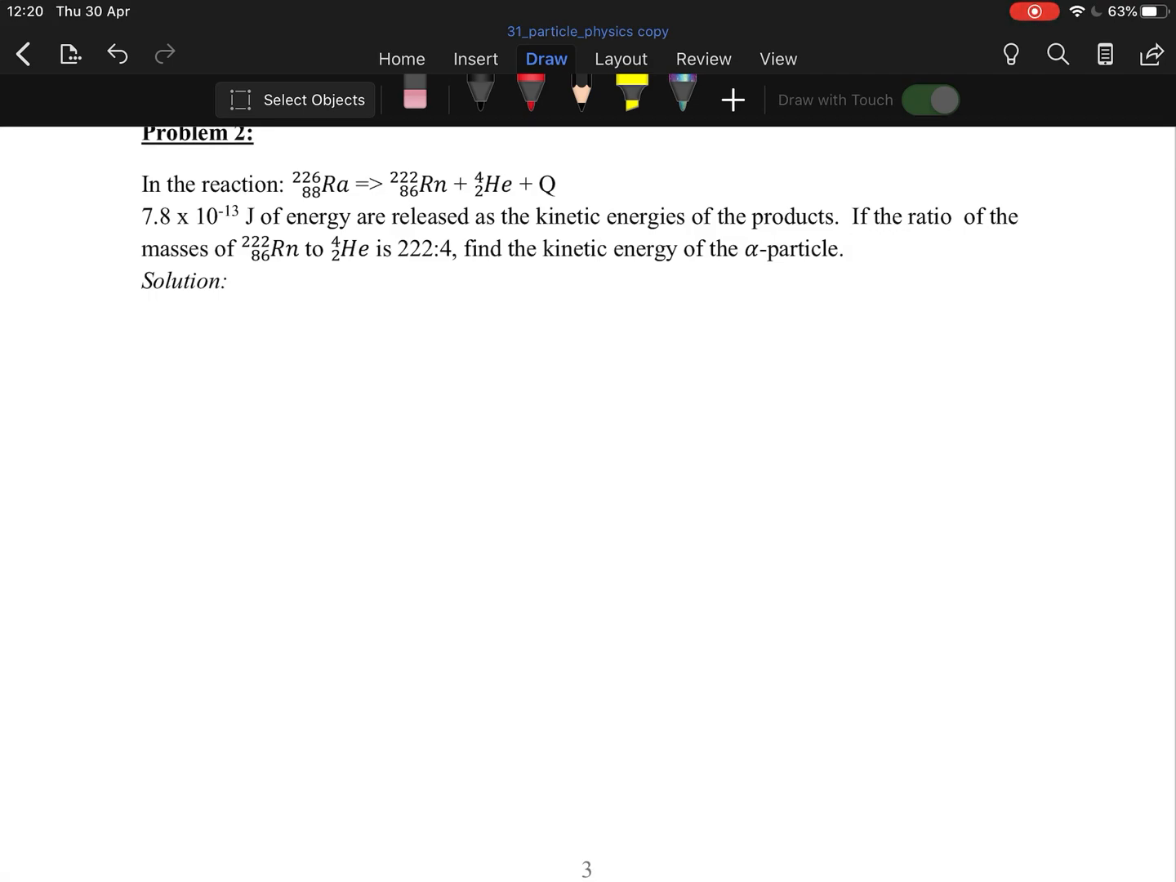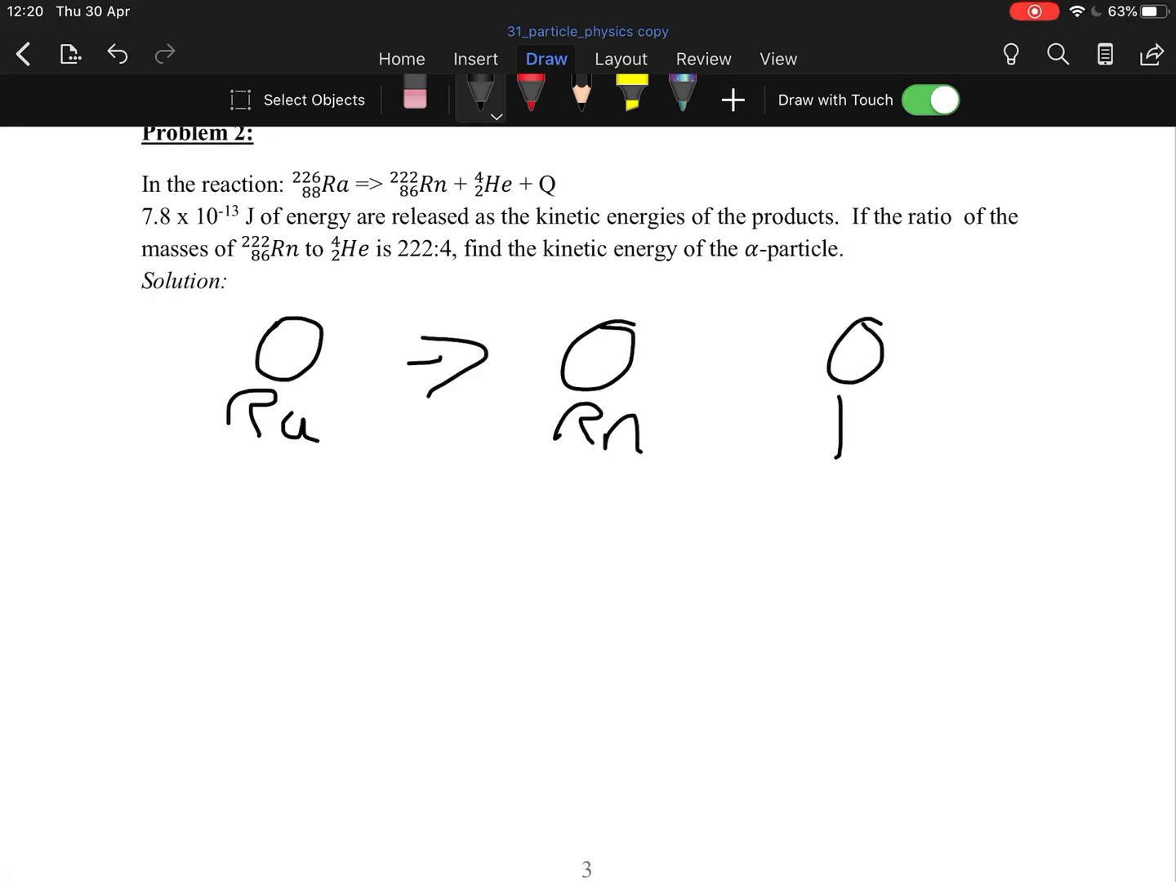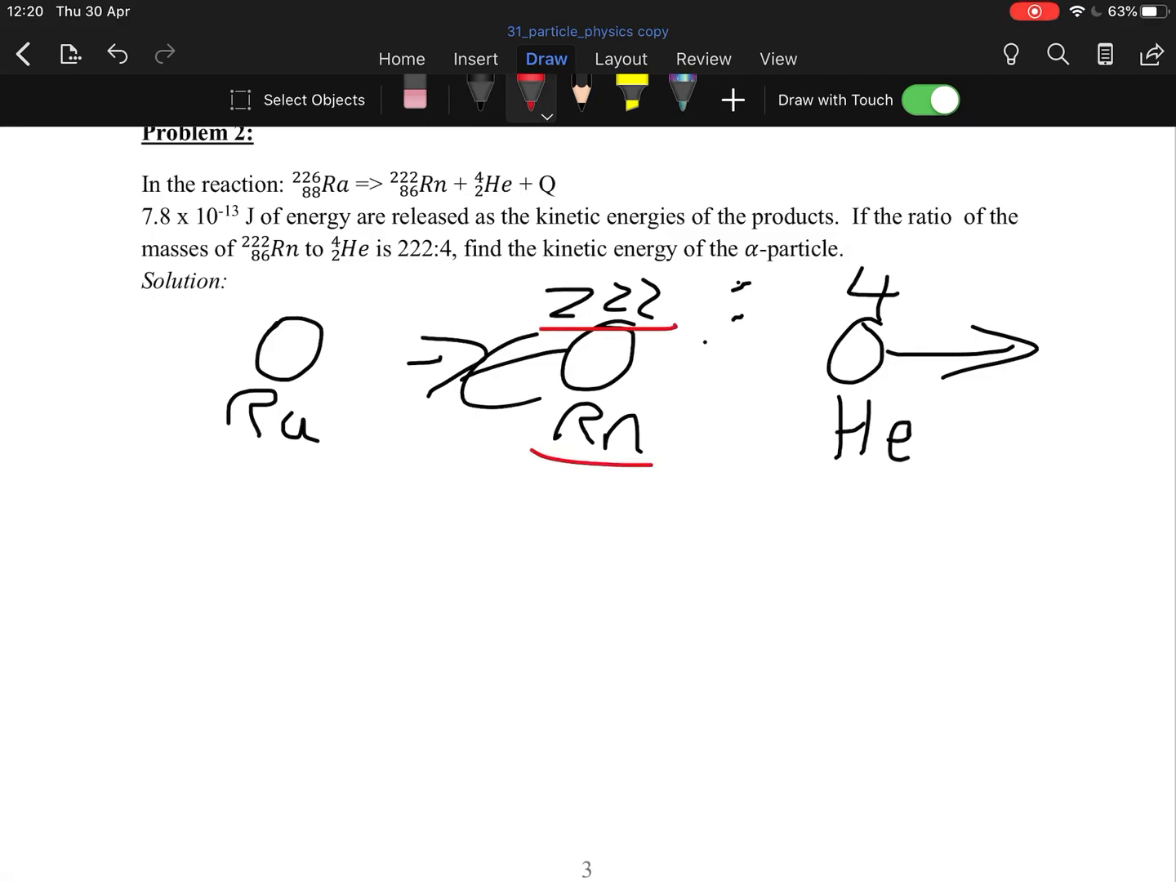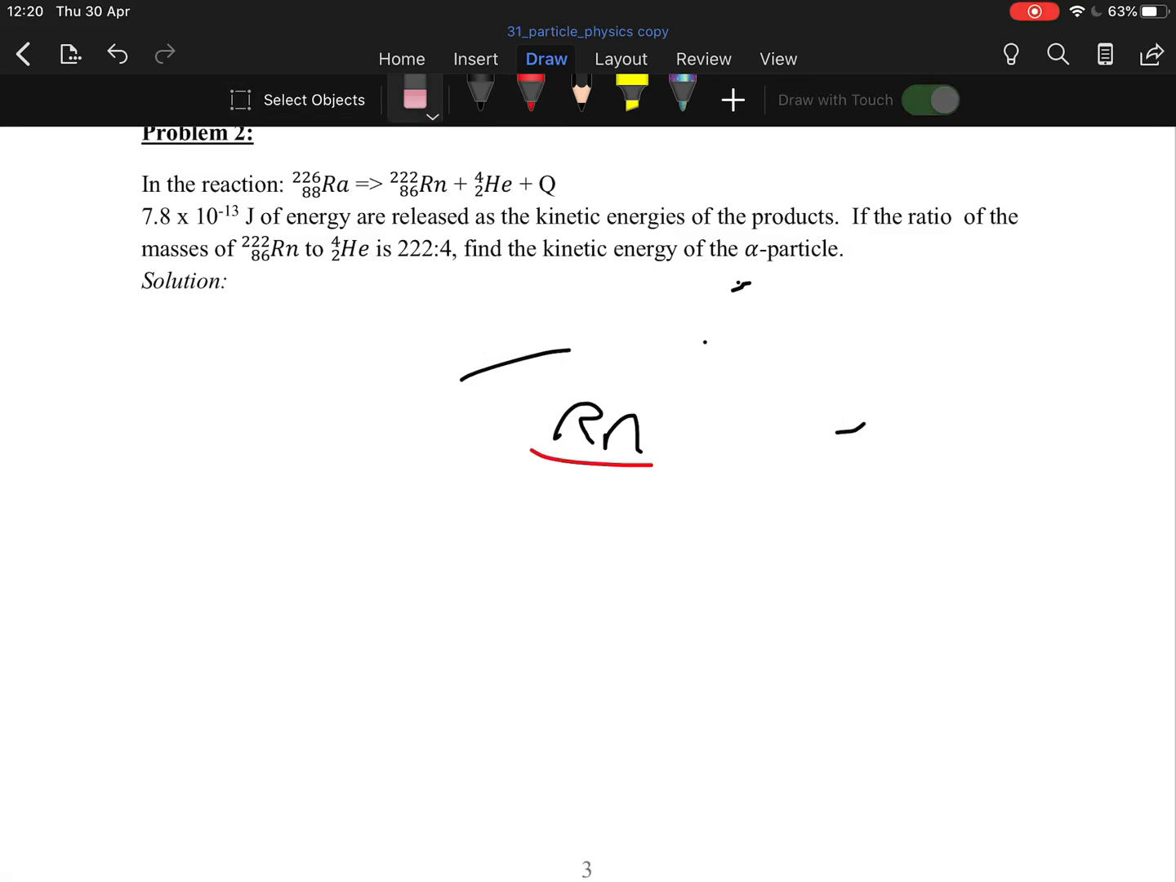So basically, momentum before has to equal momentum after. We have Ra here, and afterwards it splits into two particles, Rn and He, and they go off in opposite directions to keep the momentum the same. Obviously this one gets 222 times, and this one gets 4 times the mass. So the Rn gets 222 parts of the original mass, and the helium only gets 4 parts, if you imagine it that way. That's the ratio. So momentum before equals after.